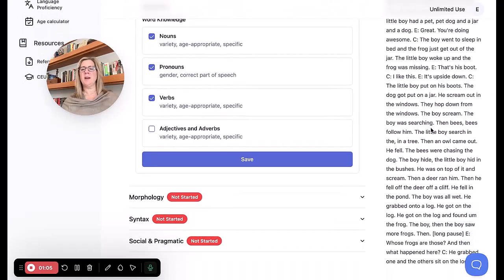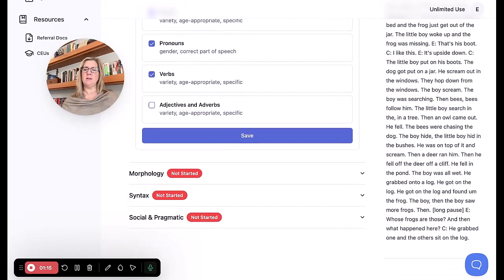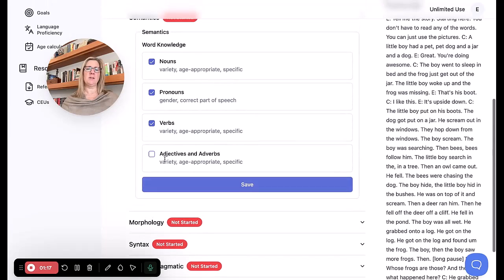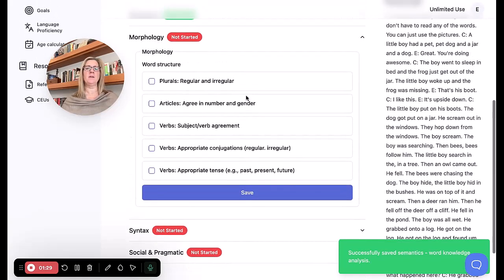The little boy, we have that one again, little boy. Aside from that one adjective, I do not see the use of many adjectives. So we'll click that, but we'll note in our report that it was minimal. All right, we're going to save that piece and move on to morphology.